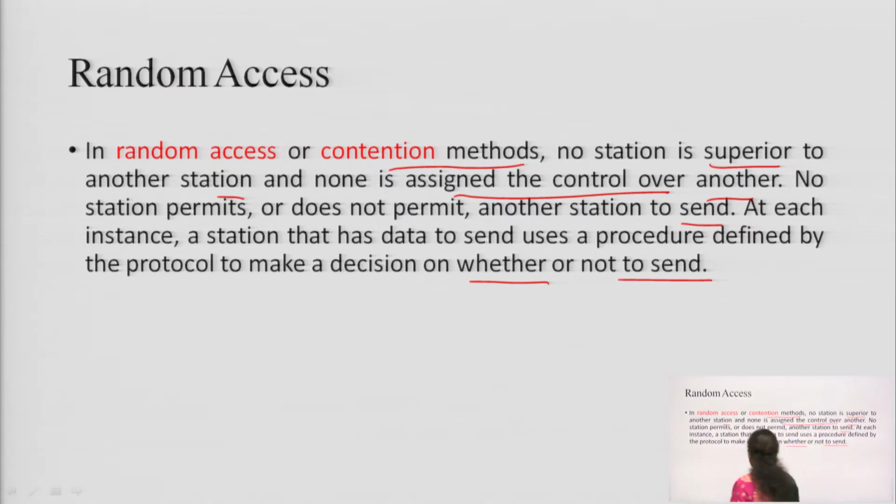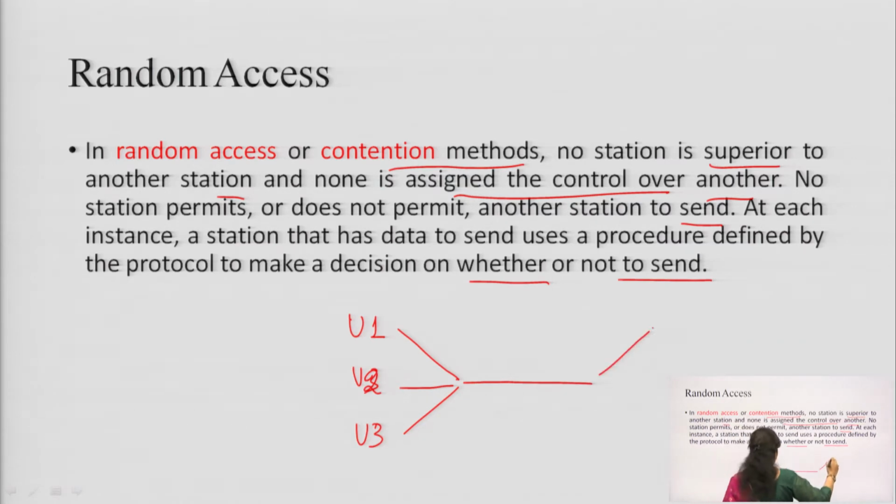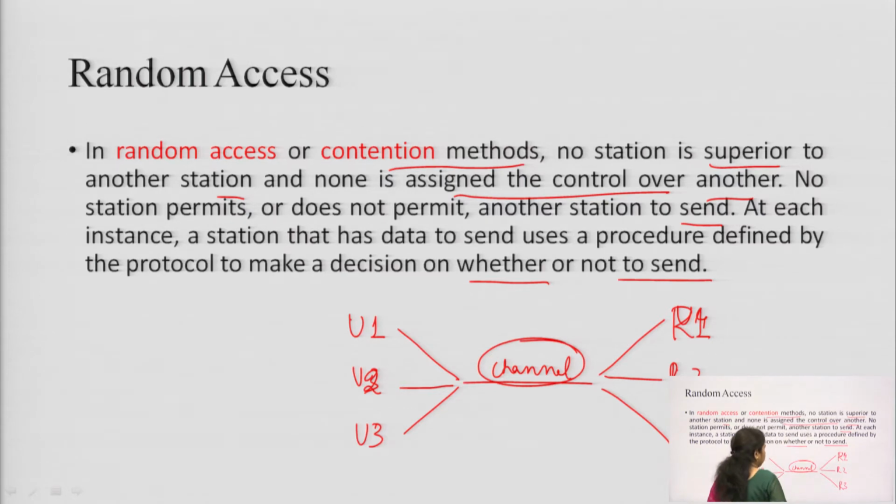Let us say there are 3 users. This is user second, this is user third. They want to access a common channel. Then this is user 4, this is receiver 1, this is receiver 2 and this is receiver 3, and this is the channel which has been shown over here. Now, there is no control on this network over whether the first user will transmit the data, then the second user, then the third user. A proper numbering or sequence is not decided. It is all random in nature.